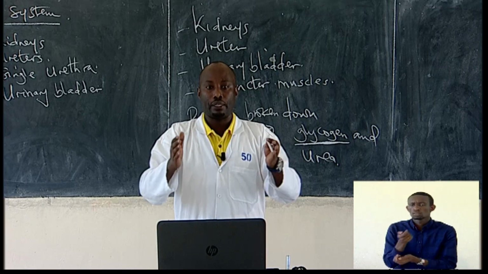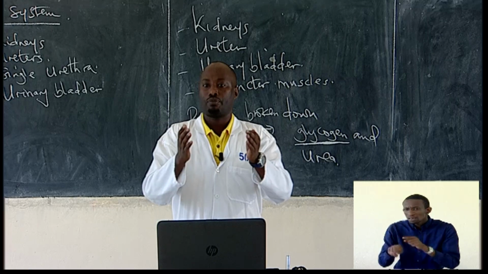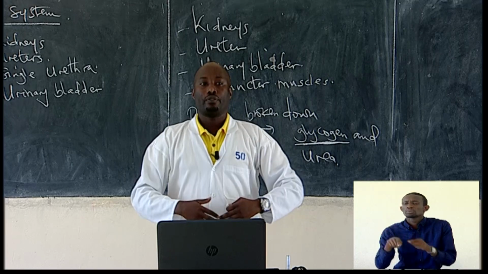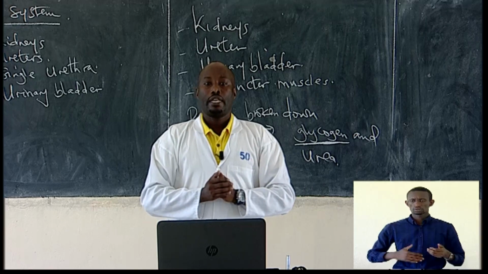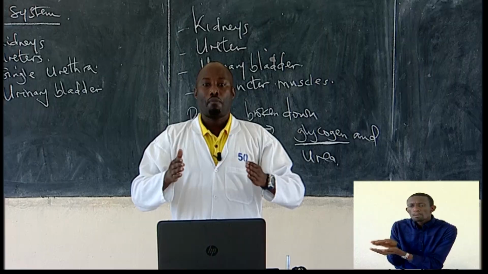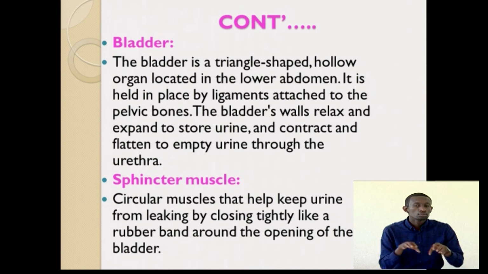It stores urine temporarily. So the bladder is a triangular-shaped, hollow organ located in the lower abdomen. That's where the bladder is located. It is held in place by a ligament attached to the pelvic bones. There are ligaments that connect the bladder to the pelvic bones.